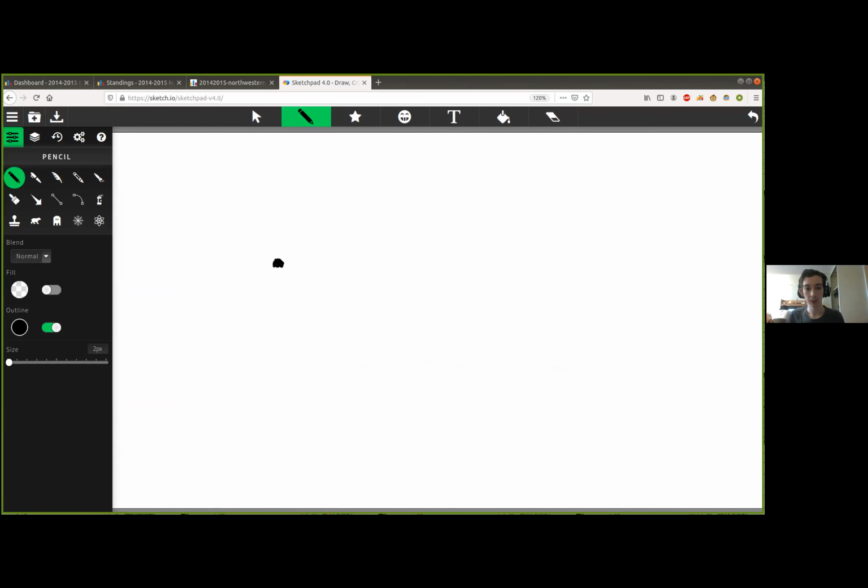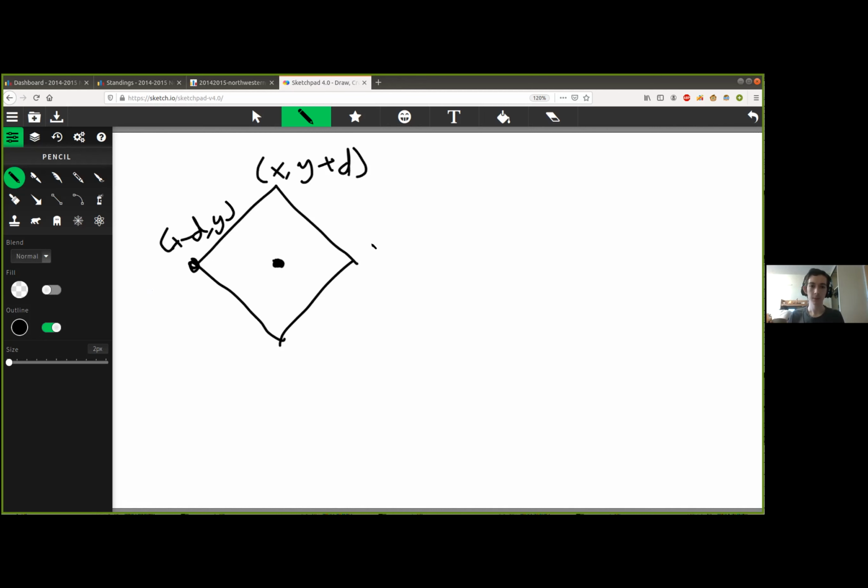So let's say we have a point, we have a person here. Then consider all points within distance d. That would be like this diamond. Like this point would be like x minus d, y. This would be like x, y plus d, and so on. So for each person, the intersection that they meet at must be within a certain diamond of that person.